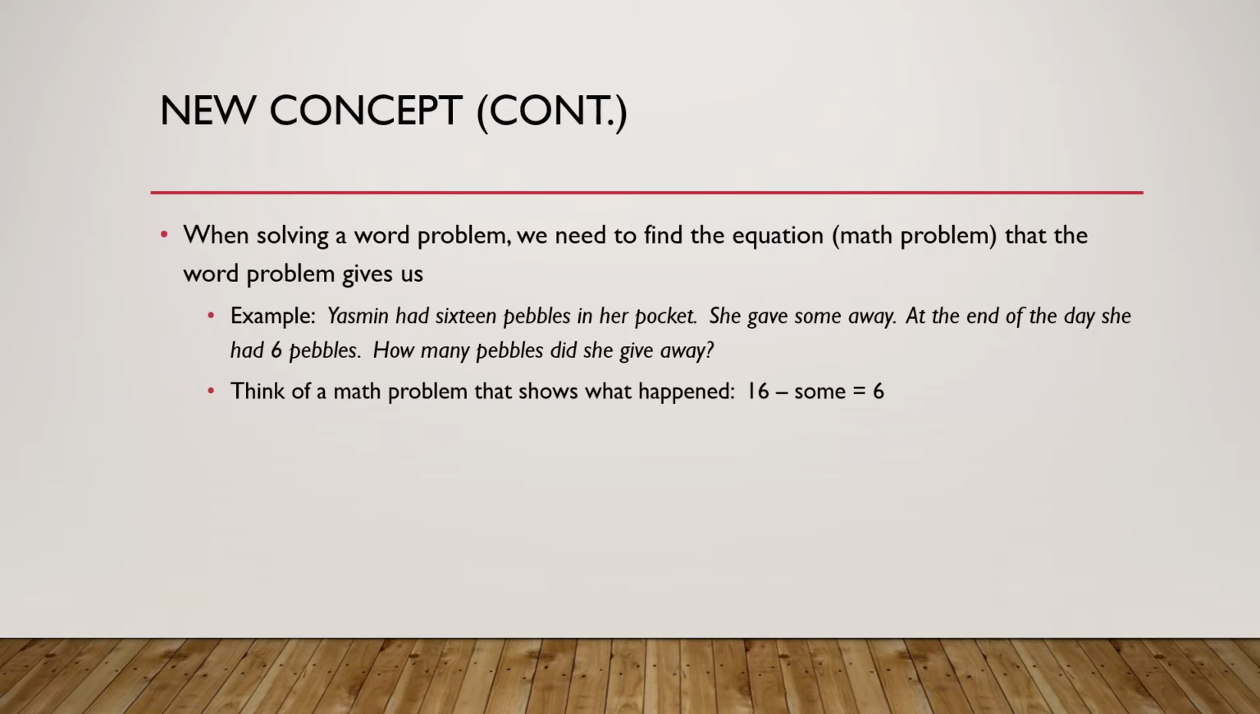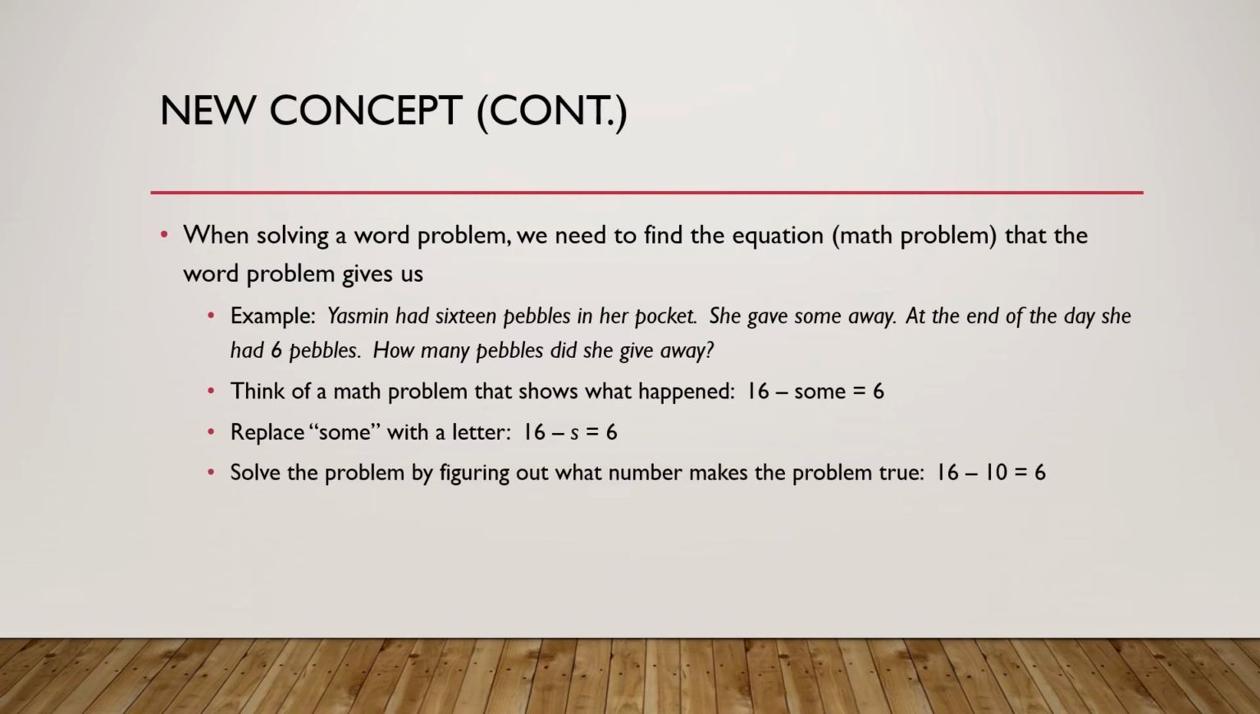So Yasmin had 16 pebbles. She gave some away, so I just put minus some because we're taking away some we don't know, equals 6. Now we're going to replace some with a letter like we did in those missing addend problems. So our equation is 16 minus s equals 6.